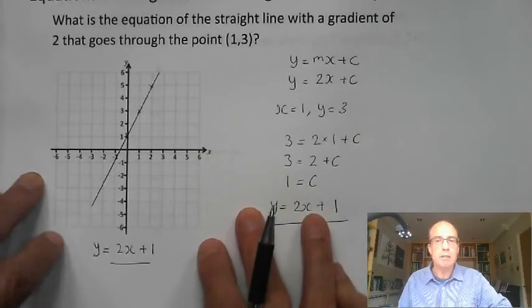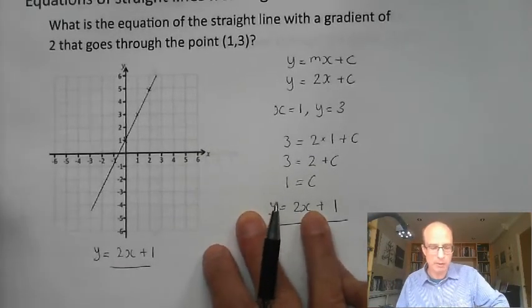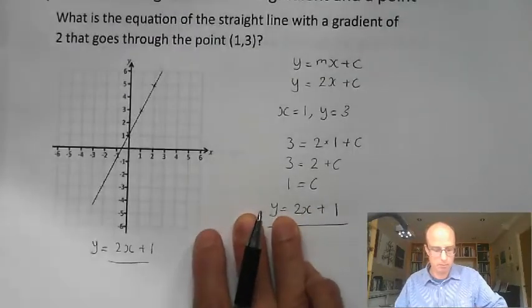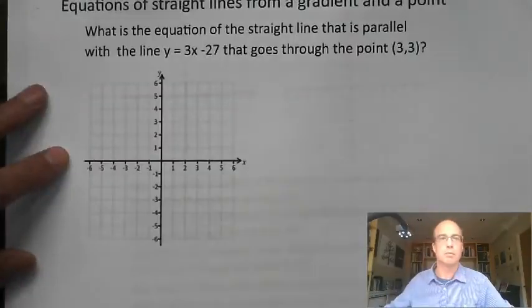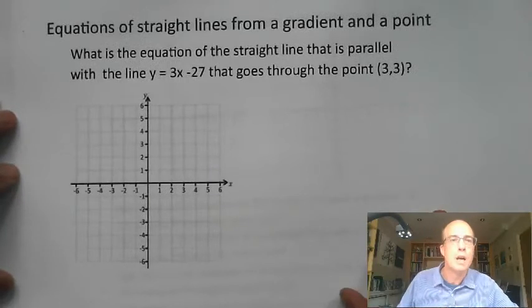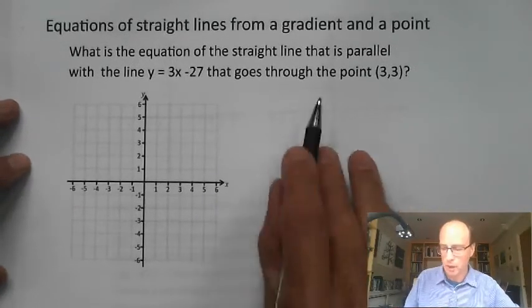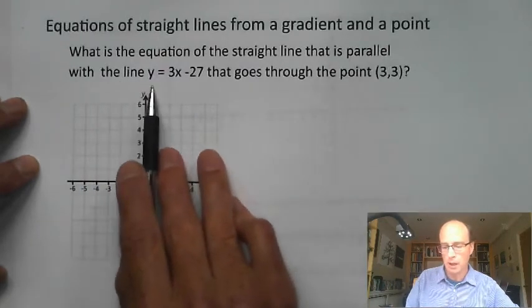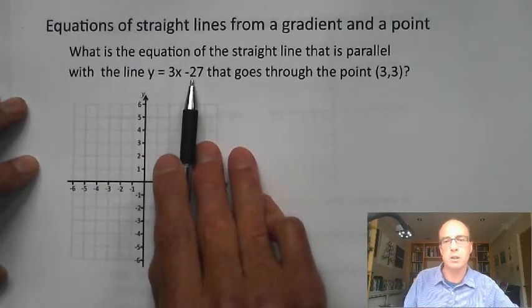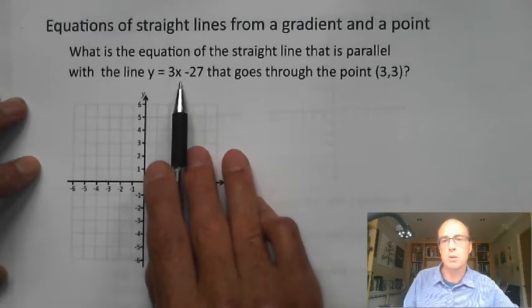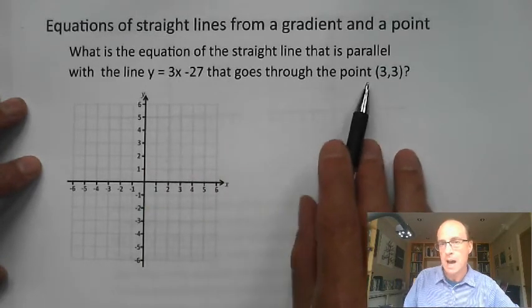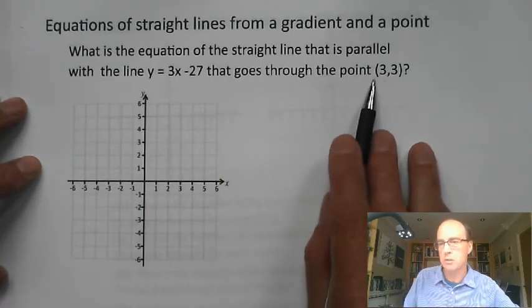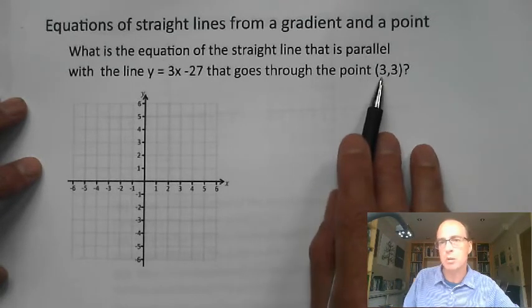Okay, let's have a look at another example. This one's a little bit different. In this case, we're still looking for the equation of a straight line, but we've been given another line, y equals 3x minus 27, which is parallel to the line that we're interested in. We know that our line, the one we want to plot, is going to go through the point 3, 3.